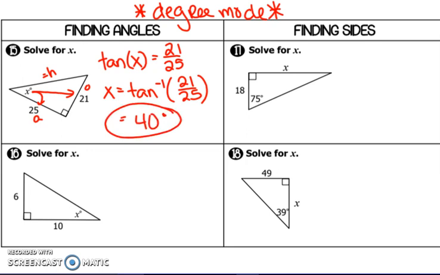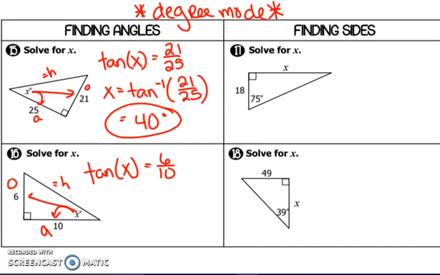If we look at number 16, again, we want to label our hypotenuse first. Well, that tells me we're using tangent. If I go opposite from where my x is, that is 6. 10 is my adjacent side. So I'm going to have the tangent of my angle x, and my fraction is going to be 6 over 10. Now, I know we can reduce the fraction, but we don't have to because we're just going to type it in the calculator anyway.